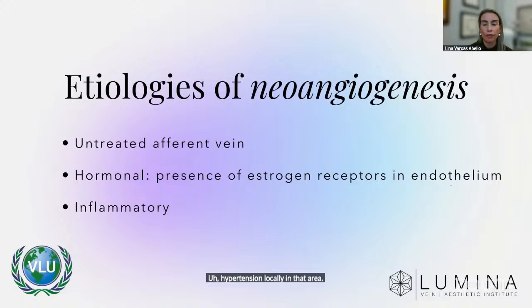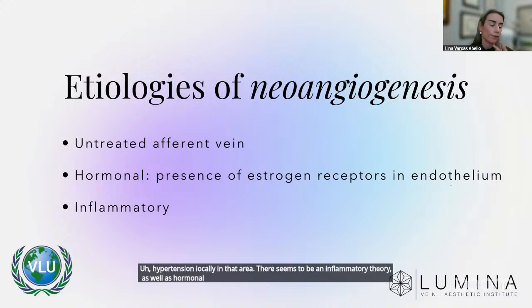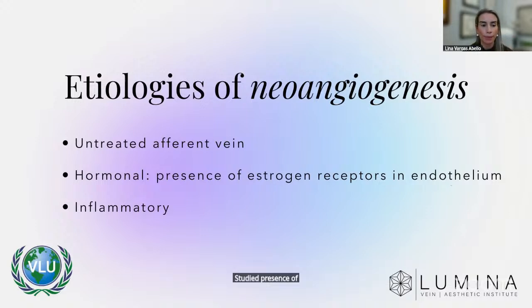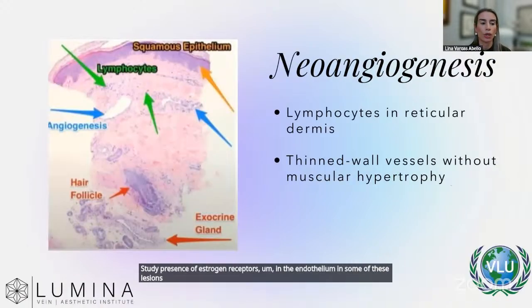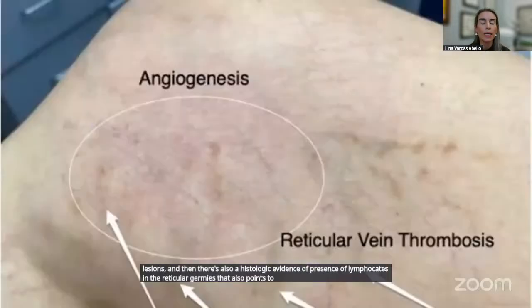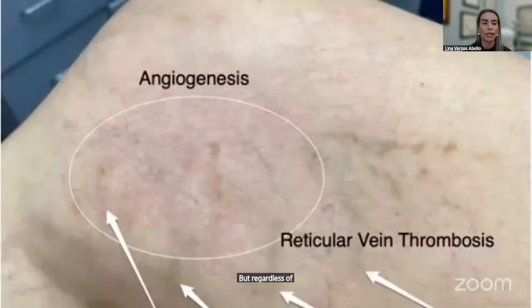There seems to be an inflammatory theory as well as hormonal. They studied presence of estrogen receptors in the endothelium in some of these lesions. And then there's also histologic evidence of presence of lymphocytes in the reticular dermis that also points to a more inflammatory cause. But regardless of the etiology, this is kind of how this looks.